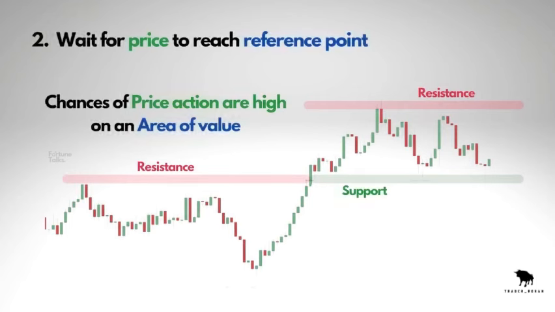Now, after you have figured out a reference point, the second point is to wait for the market to reach that particular reference point. No matter where the price is trading right now, for a price action trader to make any sort of conclusion with the prices, it has to be in an area where there is a potential interest from the side of the market participants. Or simply, the price should be at an area of value.